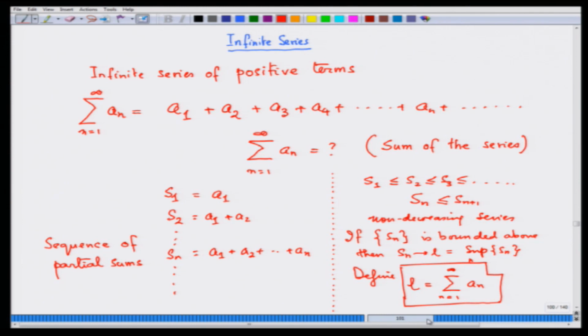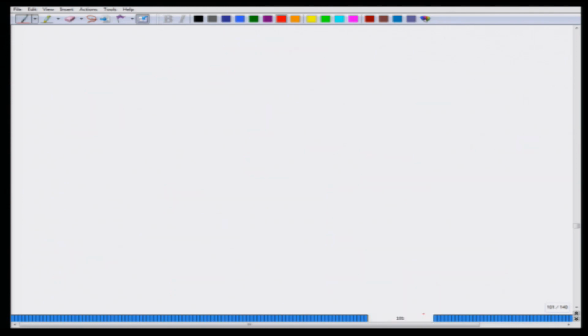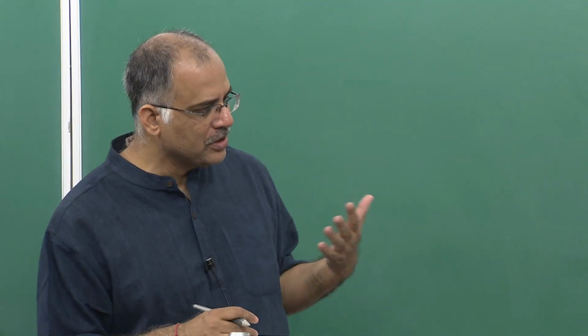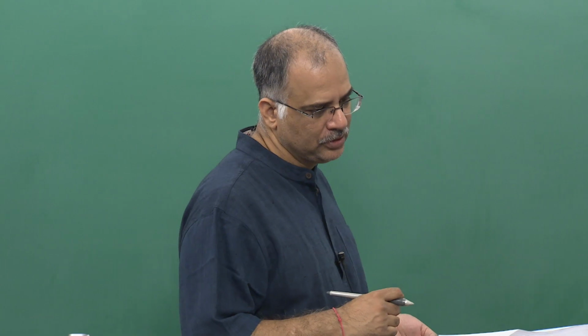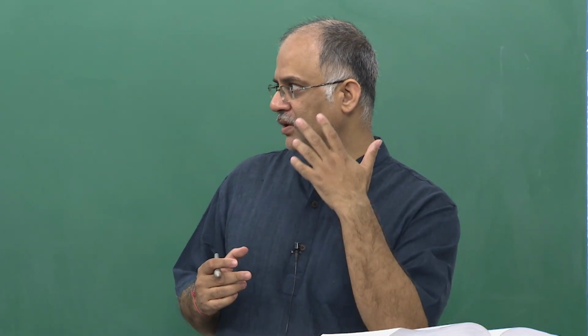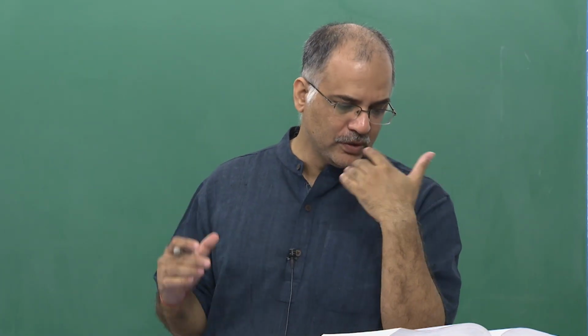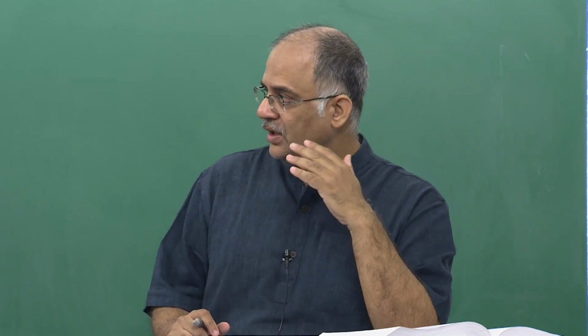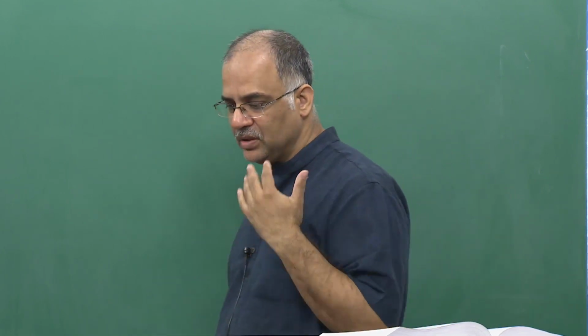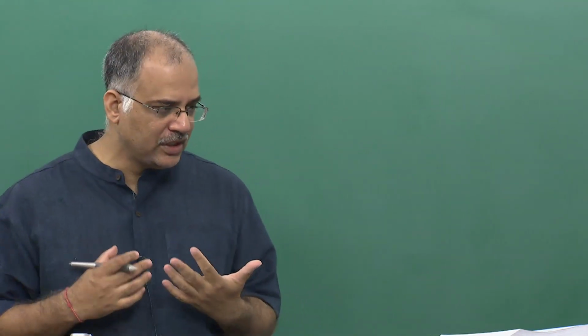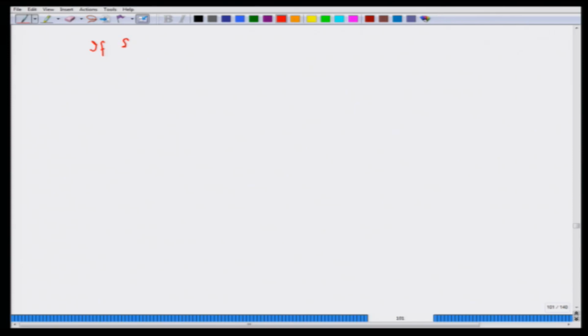So, if the sequence of partial sums is bounded above, it will converge. And if this whole thing converges, then the sequence of partial sums must be bounded above. If the sequence of partial sums converges, and there is a sum of the series, then we say that the series converges. If Sn converges, we say that the series converges.